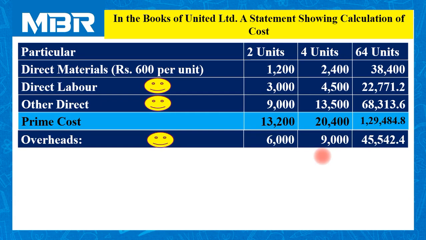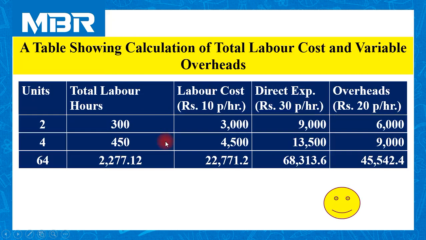Overheads. In this question, we need not classify the overheads into fixed and variable category, because even in your question, it is not given as fixed overheads or variable overheads. Simply, it is written as overheads, and these overheads are also based on working hours. Rupees 20 per hour was the rate of overheads, and we have completed calculation of overheads in this table.